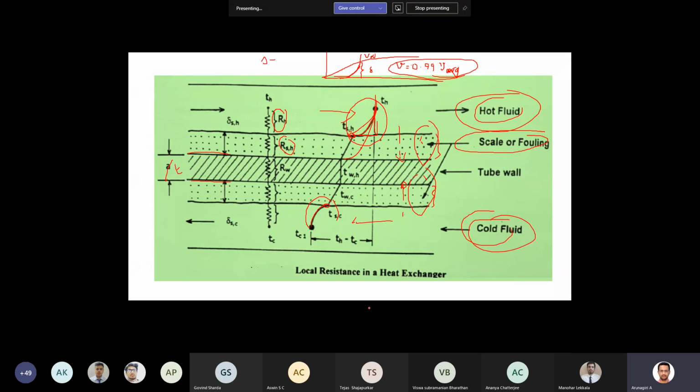Biofouling means biological organisms in the liquid. They form a thin layer over the surface, and that leads to fouling. They are called biofouling. By chlorination, especially in water industries, you avoid this biofouling.